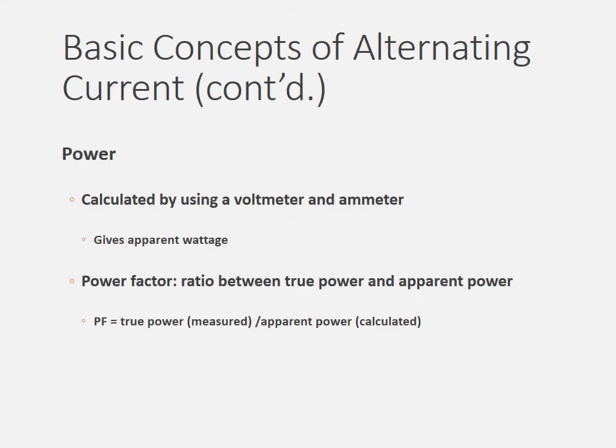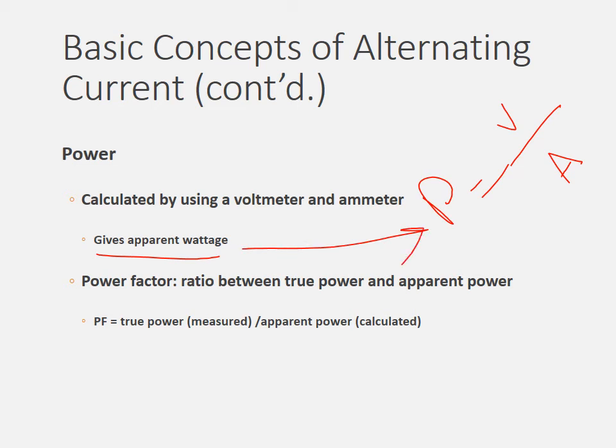Power. Let's talk about power. We talked about Ohm's law, and we talked about the power law. It's calculated by a voltmeter and an ammeter. Simple as that. That will give you the apparent wattage. If you go to an equipment and you know the voltage supplied to it and the amperage drawn, and you apply the power law, voltage times amperage, that will be what's called the apparent power.